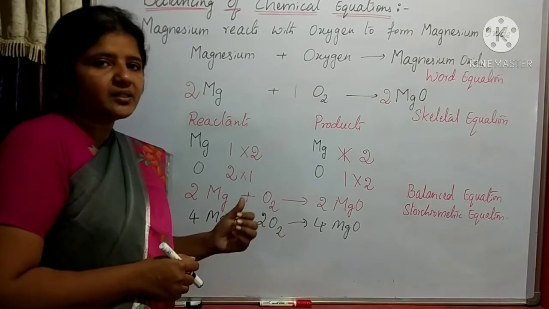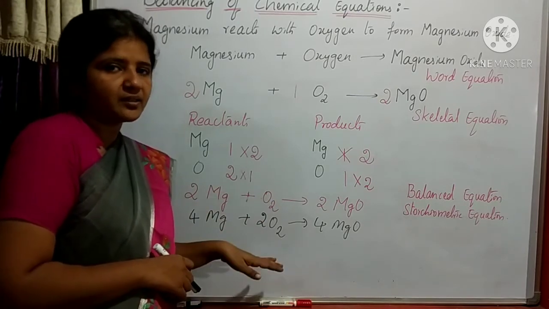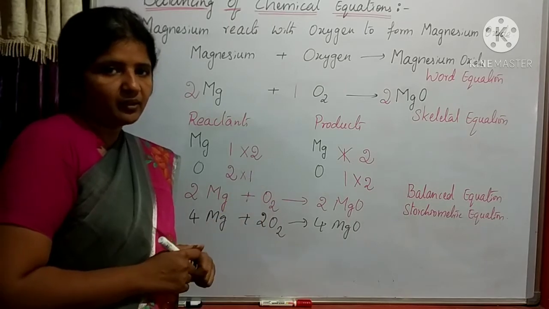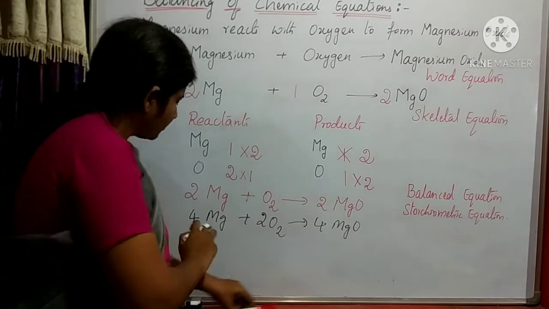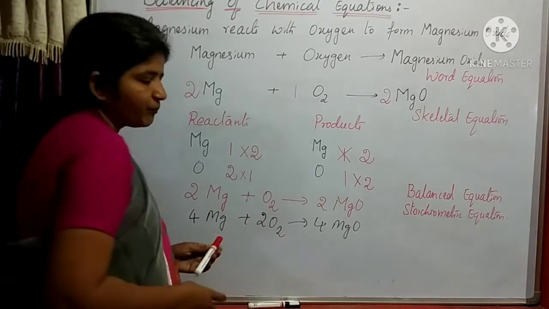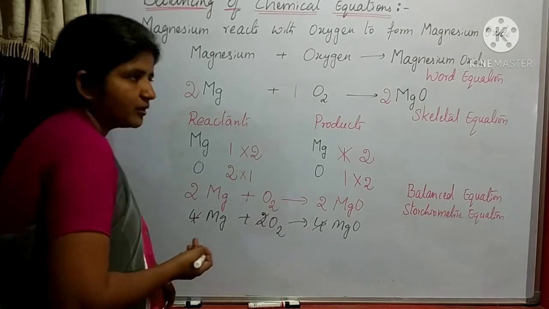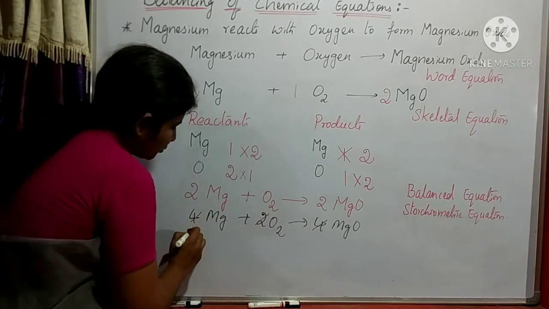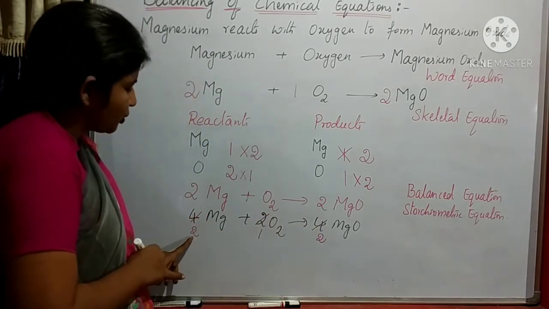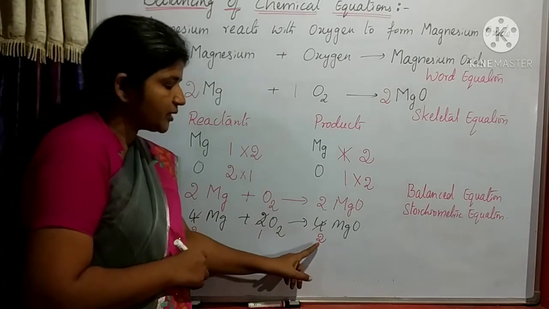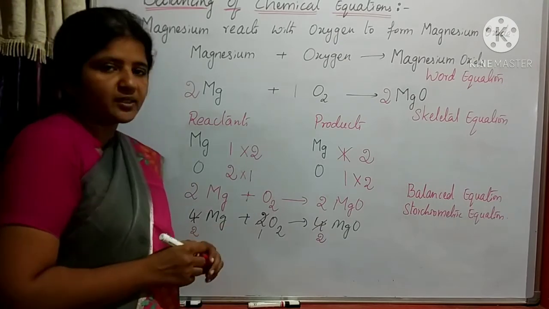Okay, beta, but is it in a perfectly balanced state? No. It is in a balanced state, but it is not a perfectly balanced state. We have to reduce the coefficients. So how? Here 4, 2, 4. So cancel the numbers or reduce the numbers. 2 twos are 4, 2 ones are 2, 2 twos are 4. Now see the equation: 2 Mg plus 1 O2 is giving rise to 2 MgO. So this is the perfectly balanced chemical equation.